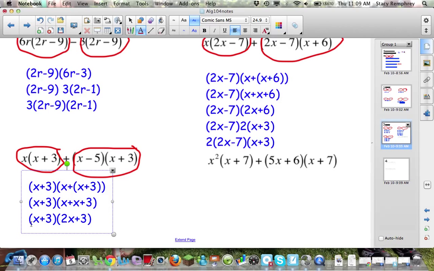Okay, now I'm going to double check. Does x plus 3 have a GCF? No. Does 2x plus 3 have a GCF? No. All right, I'm in good shape.